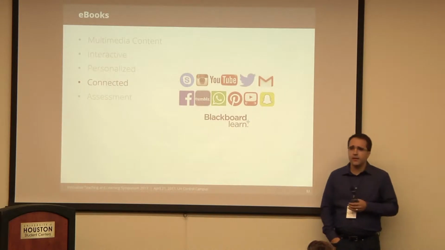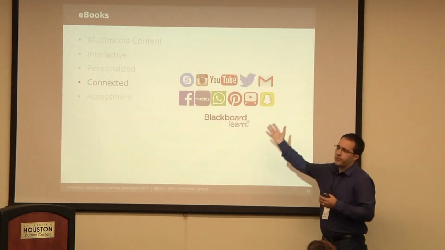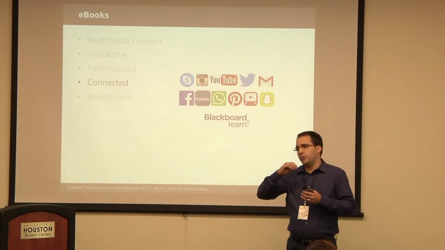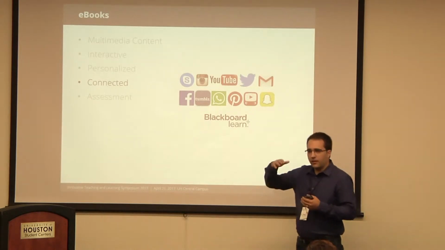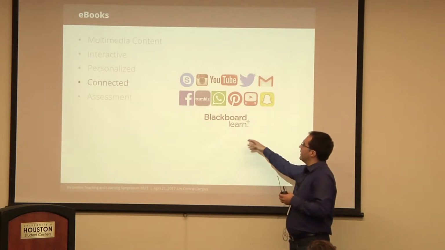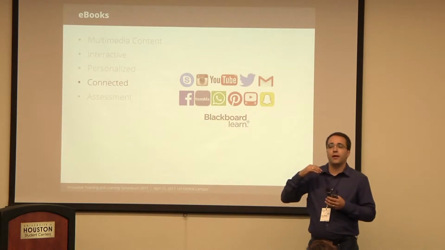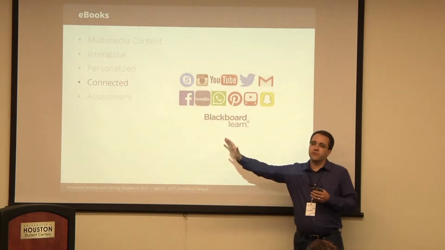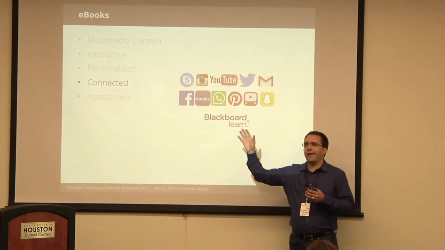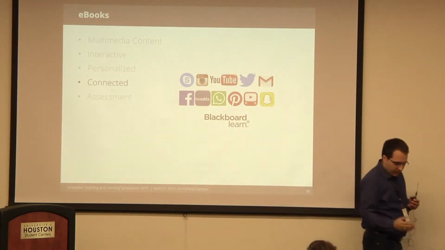The ebook can be connected, not just to social networking sites, not just to email your instructor with the problems or the assignments or whatever. You can also connect it to learning management systems like Blackboard. So you can dump information from the book to Blackboard, grades, stuff like that, right? So to me, that's also a plus.